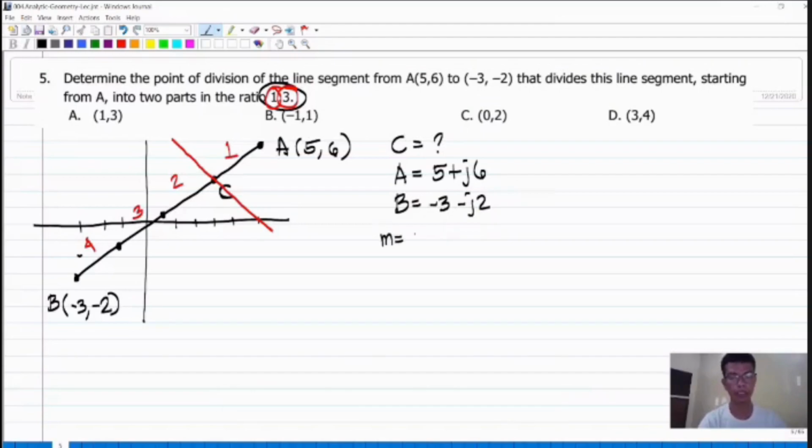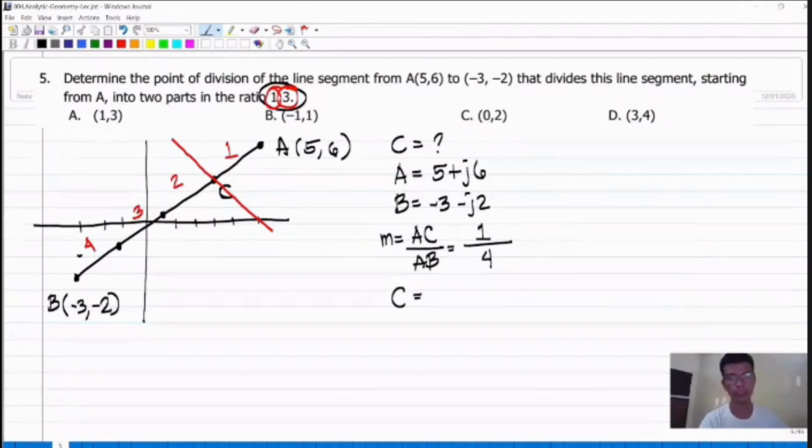And yung M nga, as we all know that, ayan ay AC papunta over A papunta kay B. So ang ating AC ay mayroong 1 part. Samantalang yung A papunta kay B, there are total of 4 parts. So therefore, our m is 1/4. So solving for C, so that will be our alpha A plus yung M natin na 1/4 times the quantity alpha B minus alpha A.